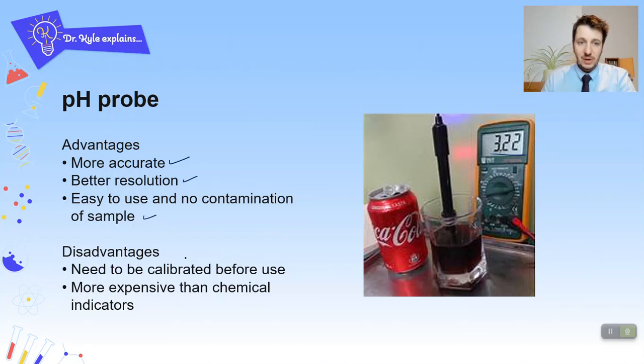Disadvantage of a pH probe, however, is you have to calibrate them before use. So they tend to be slightly longer. They take longer to use. And obviously, because it's a machine, it's more expensive than the chemical indicators.